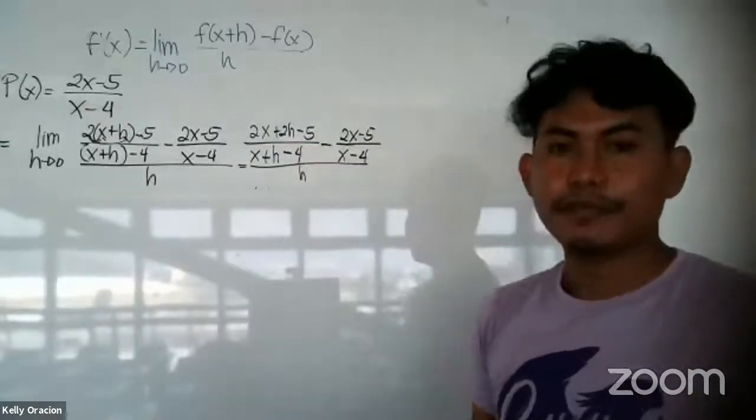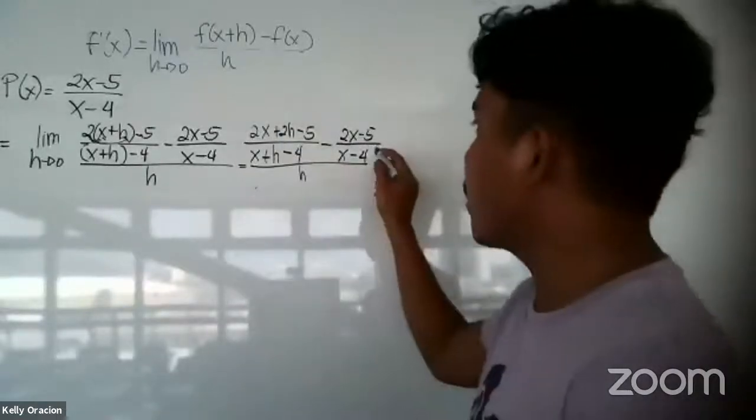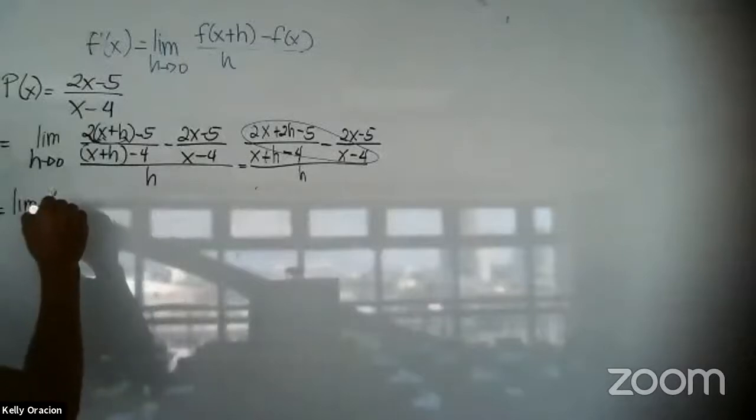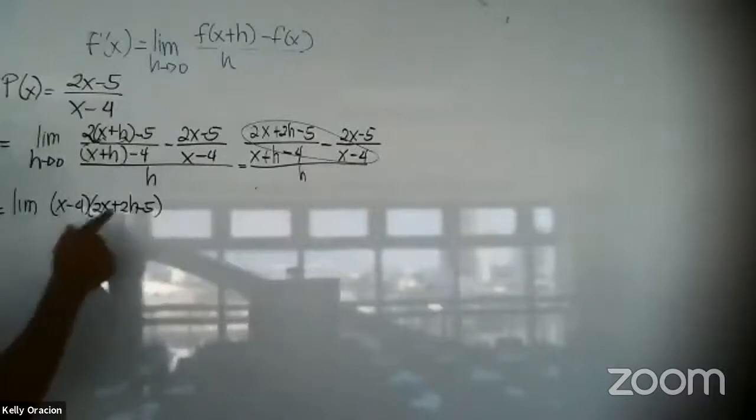Yan. Then to simplify these expressions sa taas, you can use butterfly method. Multiply and you will have x minus 4 times 2x plus 2h minus 5. Sir, I have a question. Okay lang ba na mauna ito siya at kaysa nito? Okay lang ba mauna? Mas okay lang mauna kasi multiplication is commutative. Ibig sabihin yan, kahit baliktarin mo, it will lead you to have the same answer.